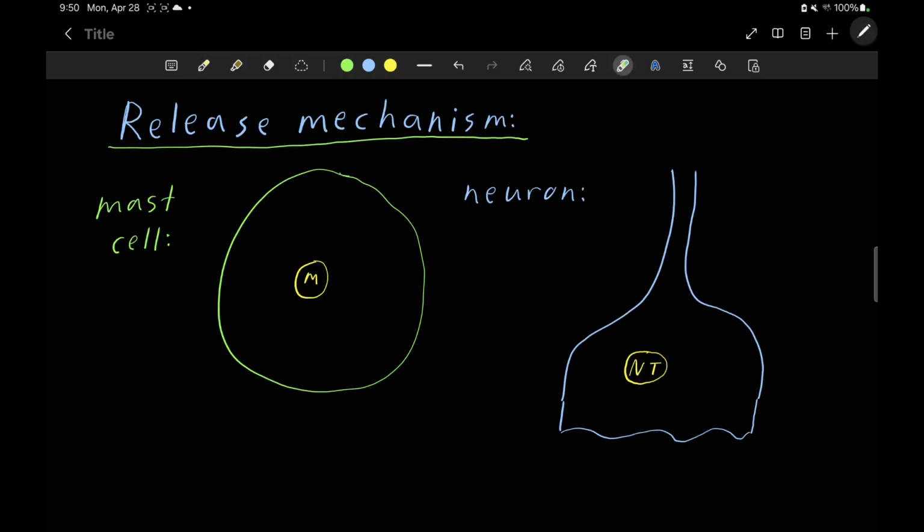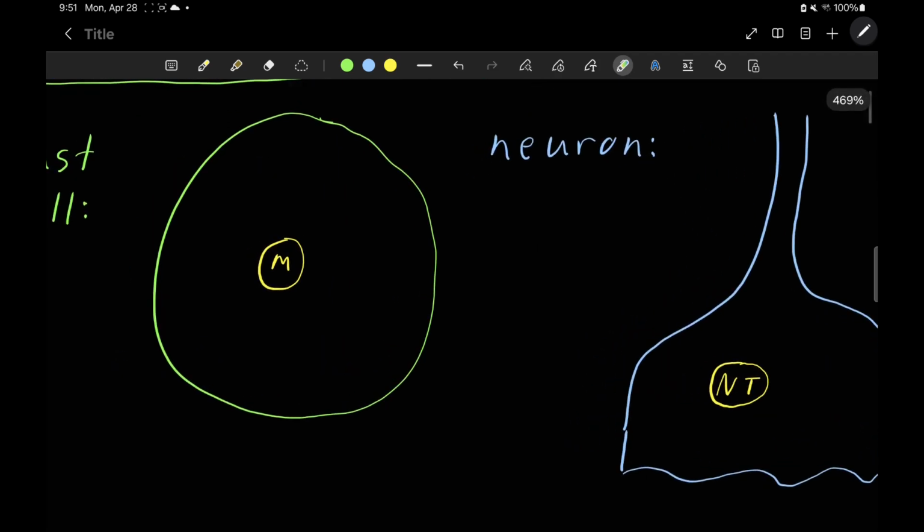Okay, so here you have your mast cell with a messenger molecule inside a granule. And here you have your neuron with a neurotransmitter inside your vesicle. So the good news is that the release mechanisms of both of these are pretty similar. Basically you have different proteins that are present on the membrane of the cell and on the membrane of the granule or the vesicle. So attached to the granule or the vesicle, you have proteins which are called VAMPs / V snares.